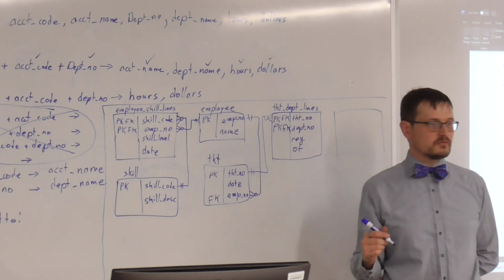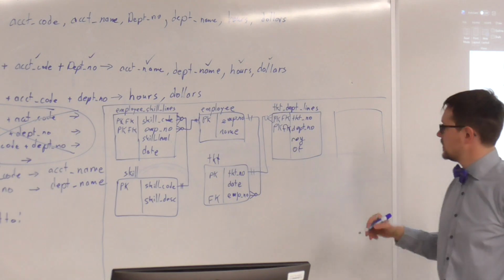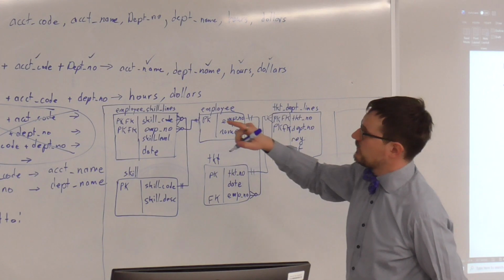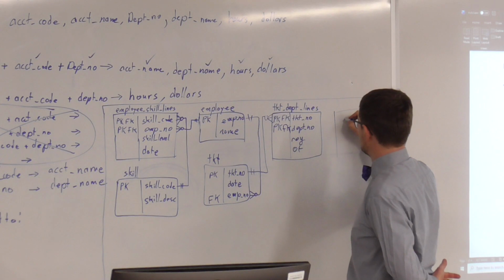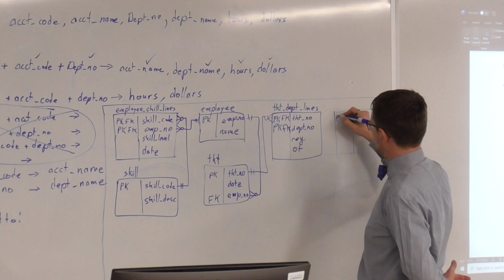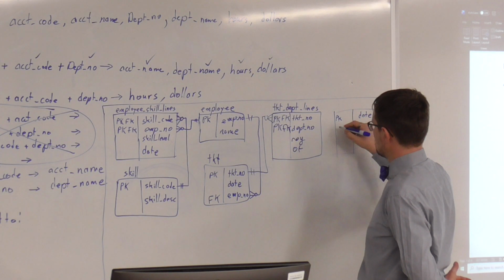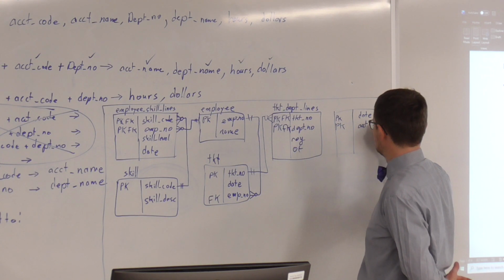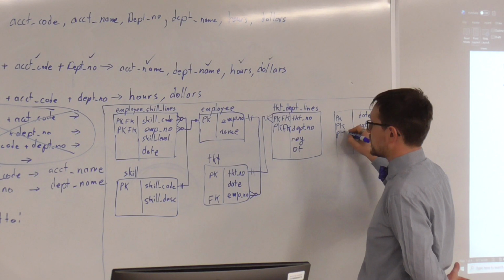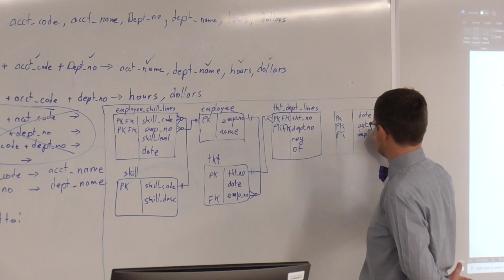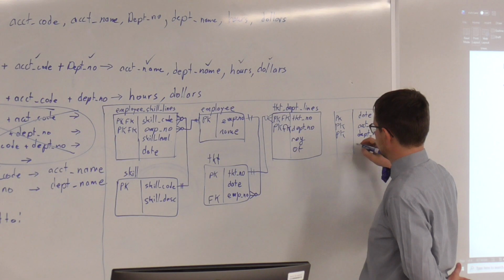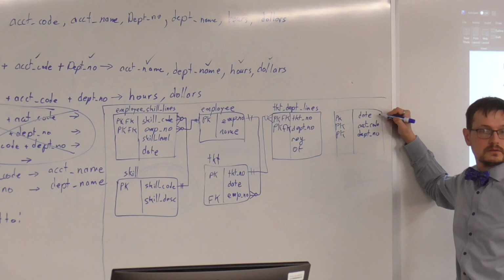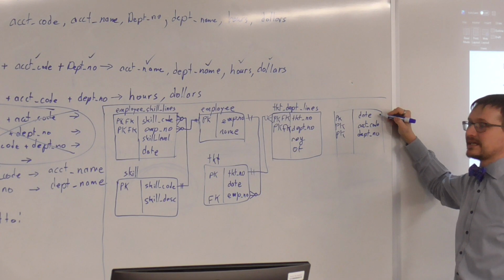Okay, quick hint for making boxes look nice on exams. Just don't close it until you've written the stuff inside. So we've got primary key date, primary key account code, primary key department number, right? Is date a foreign key? No, it's not.